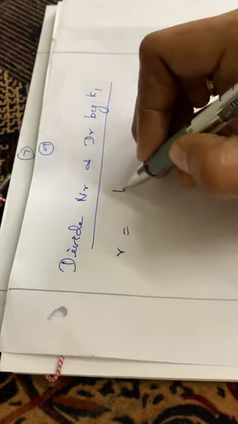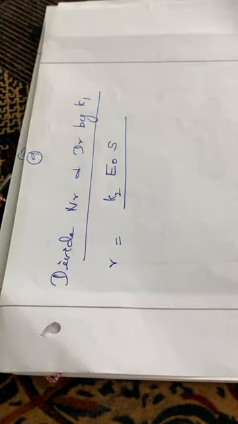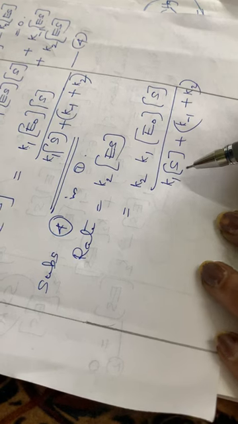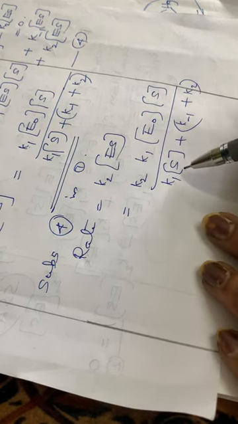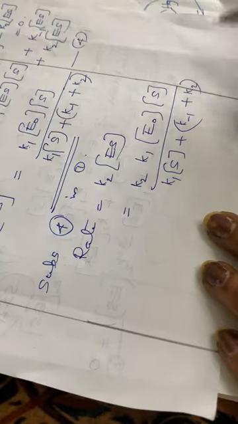So rate is equal to K2 into E0 into S. That is after dividing by K1 the numerator. Okay, then next you have to divide the denominator by K1. So here K1 is divided by K1. So S, plus K inverse plus K2 divided by K1.